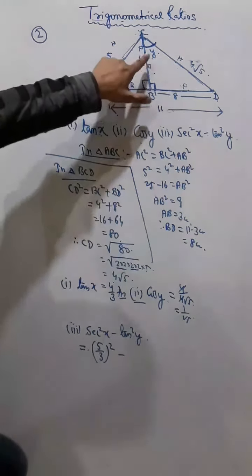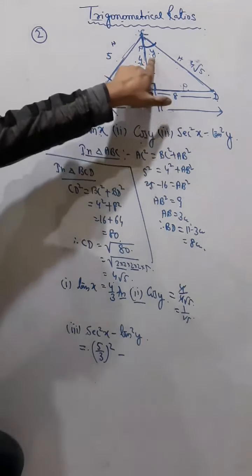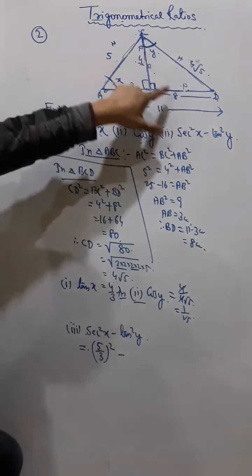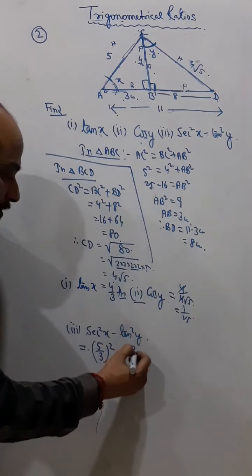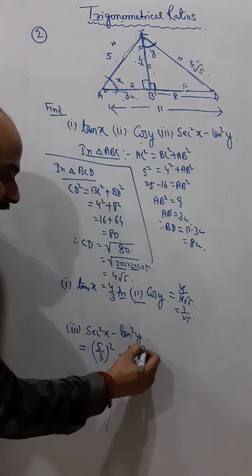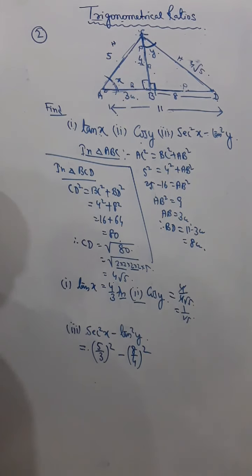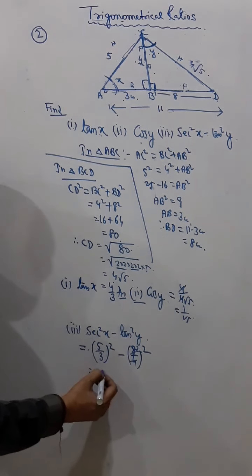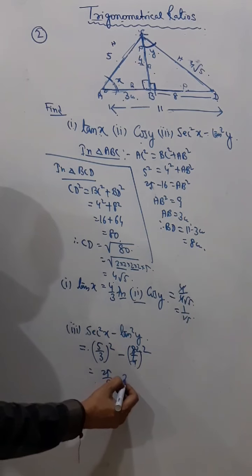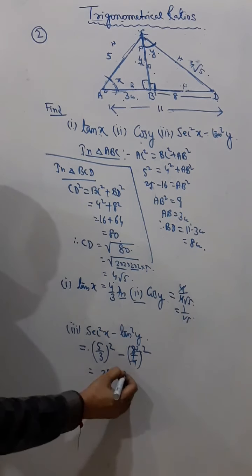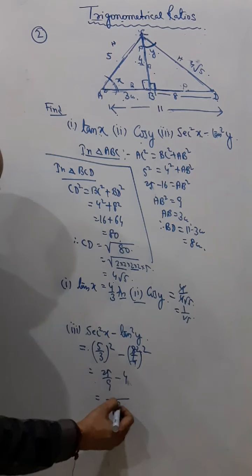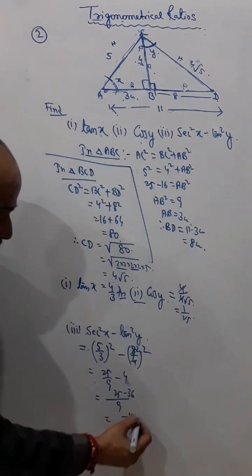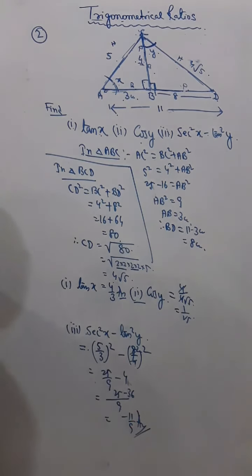Similarly tan y. So tan y, now with respect to y, I've already told you this is perpendicular and this is base. Tan means perpendicular by base. So 8 by 4, and whole square. Now it's getting cancelled here, so you get 2. And then we'll simplify. 25 by 9 minus 2 square, and that is 4. And then we'll solve. We get 9, we get 25 minus 36, we get minus 11 by 9. Understand?